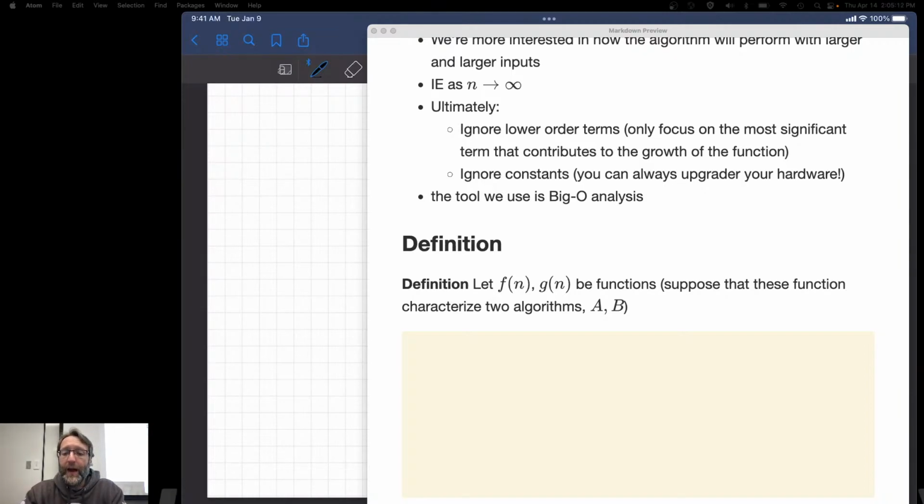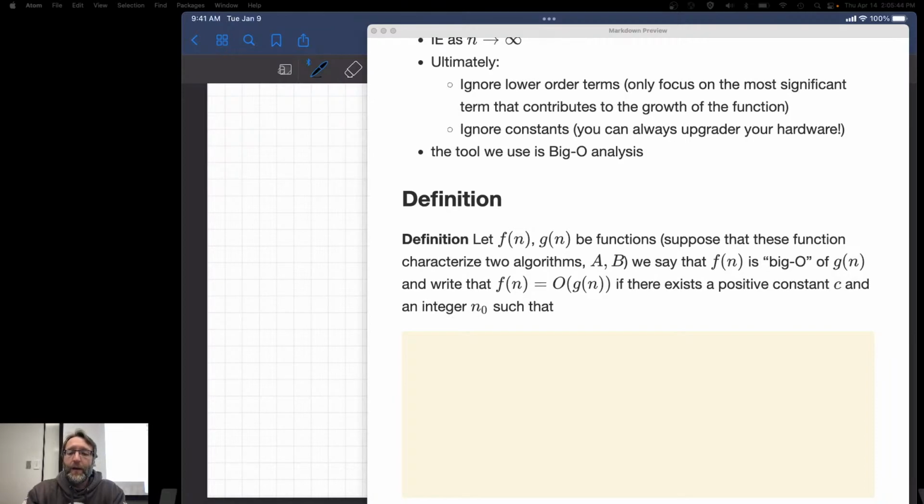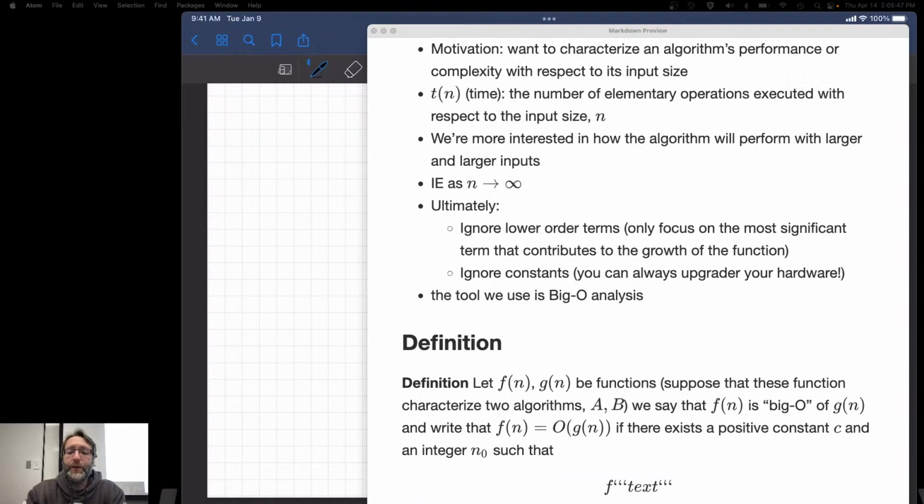We say that f of n is big O of g of n, and write that f of n is equal to big O of g of n. That's technically not correct. I'll talk about that in a minute, but that's the notation we're going to use. If there exists a positive constant c and an integer n naught such that f of n is less than or equal to c g of n for all n greater than or equal to n naught.